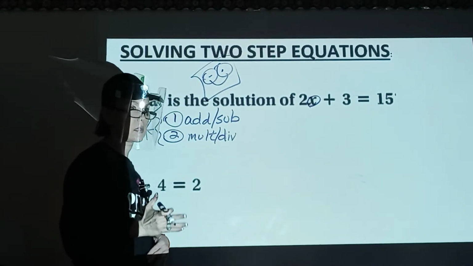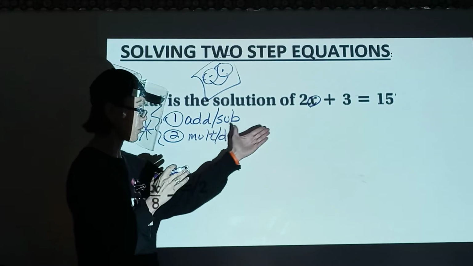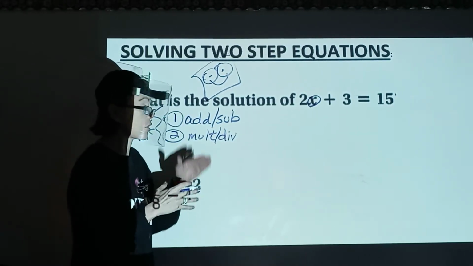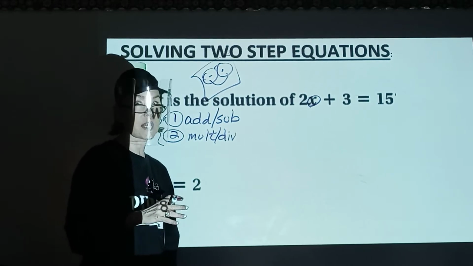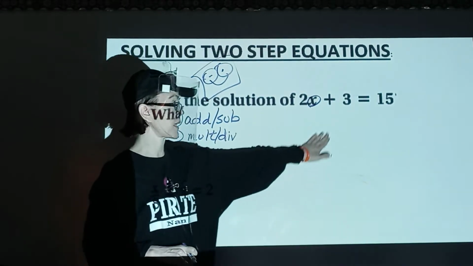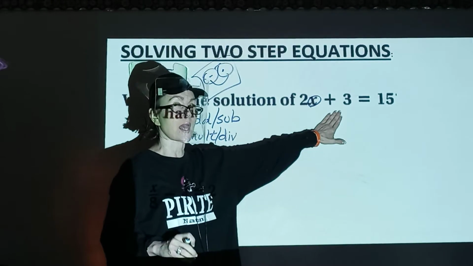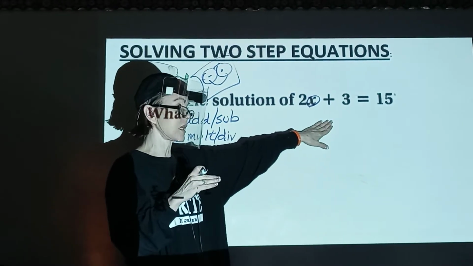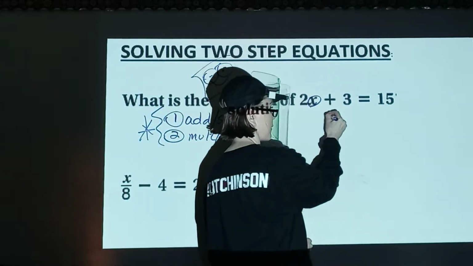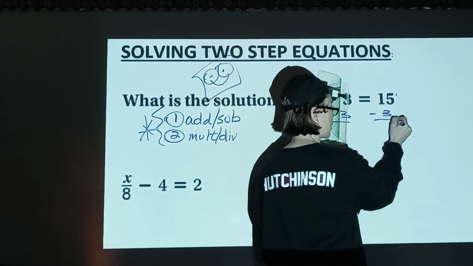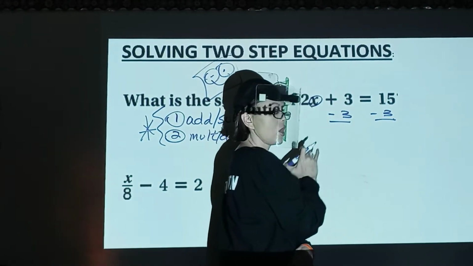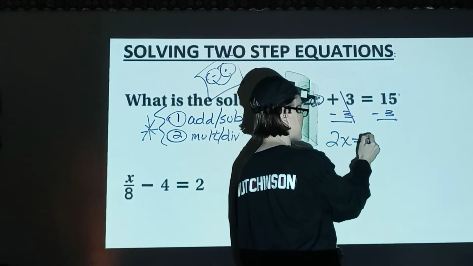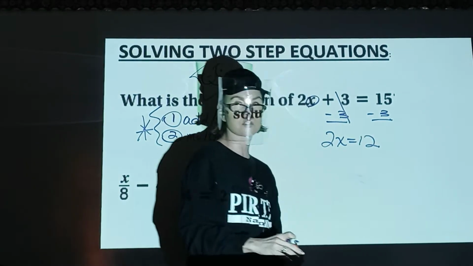Keeping that in mind, let's look at what we have. Do we have an add or subtract opportunity there? Yes, we do, right here. But we have to do the opposite of what we were given. What is the opposite of a positive 3? Negative 3. And whatever we do on the left side of the equal sign, we also do to the right. So those cancel. Bring down your 2x = 12. 15 minus 3 is 12.